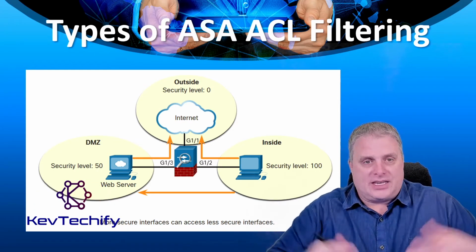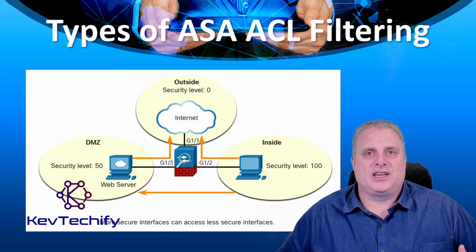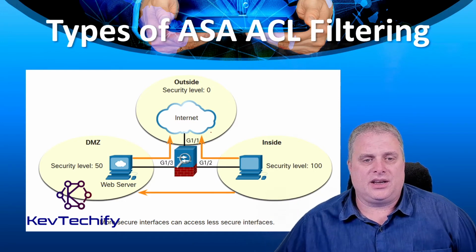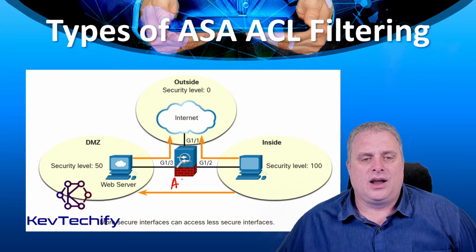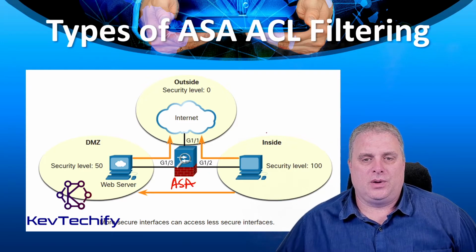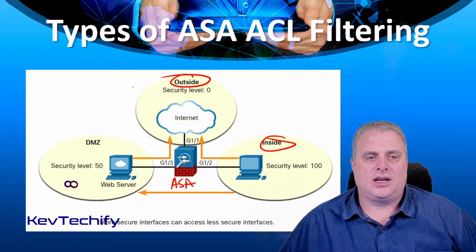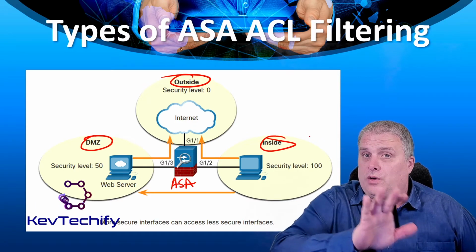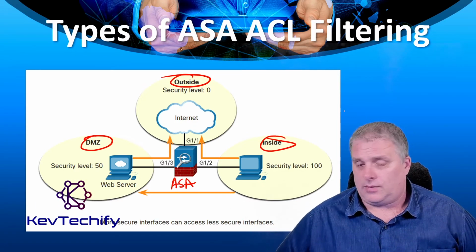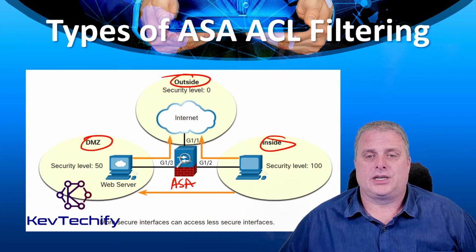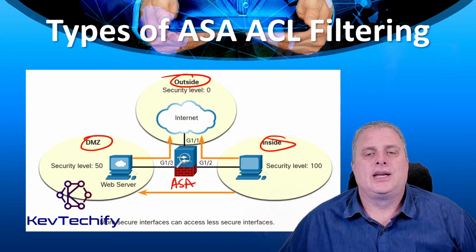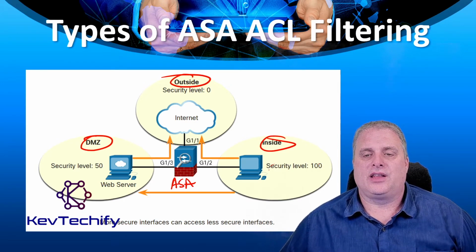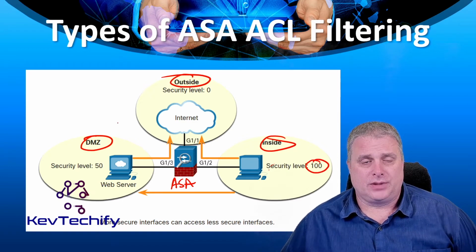In a typical example, you have your ASA. Here we have our ASA in the center, and we have 3 connections. We have our inside, our outside, and our DMZ. Security levels, once again, go from 0 to 100. And our inside connection should be your most trusted connection. So we give that a security level of 100, the highest possible.